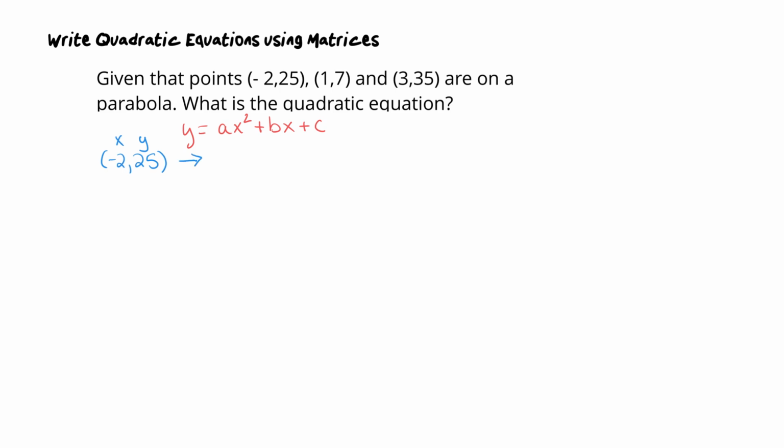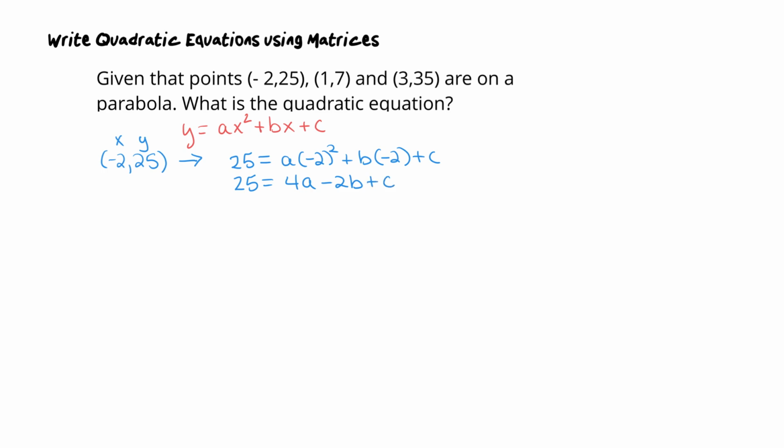So my y is 25, so 25 equals a times my x squared, which is -2 squared, plus b times my x, which is -2, plus c. Now, if I simplify this, 25 equals 4a minus 2b plus c.